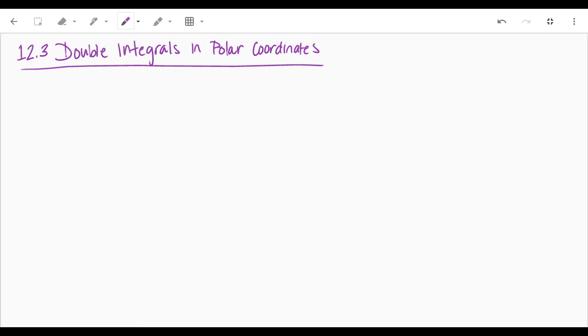All right, we have section 12.3. We are going to do some double integrals in polar coordinates, okay? And man, do we hate polar coordinates because it's something that we're not used to, but man, does it make some of these things in space so much easier.